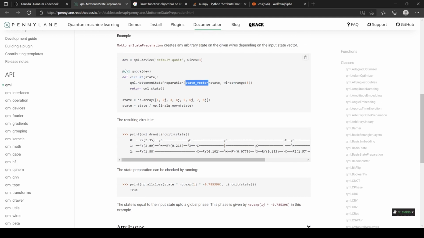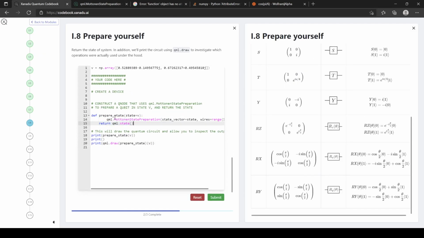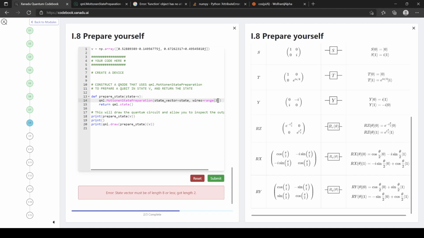So we have... let's just take this, I guess. They know what's up. State vector must be of length 8 or less, got length 2. 4, yeah, so this seems about right. Okay, but what is going on here?